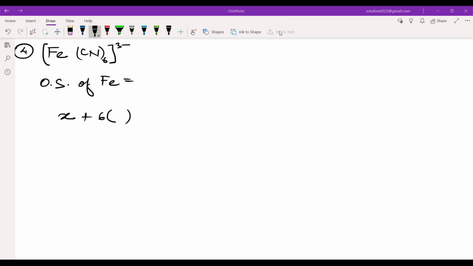Yeah, negatively charged. And what is the charge on CN? It is -1. Now X plus 6 times -1 will be equal to -3. So X will be equal to how much? Calculate this and tell me, Nazira. Yeah, so the oxidation state of Fe is +3. Very good.